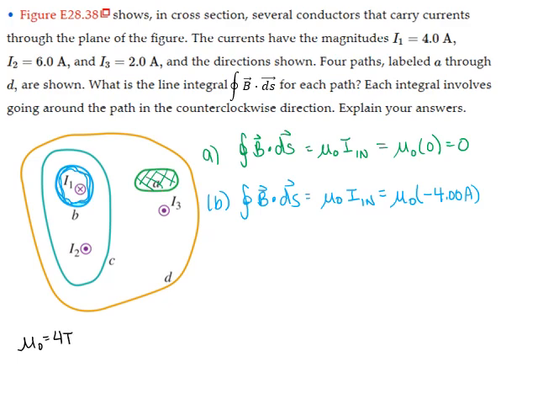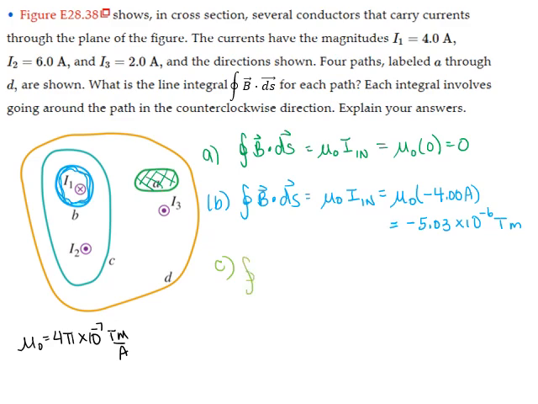Mu naught is 4 pi times 10 to the minus 7 teslas meters over amps. So we'll take that number, we'll multiply it by negative 4, and what we get for our line integral then is minus 5.03 times 10 to the minus 6 teslas times meters. Okay, next we get to part C.